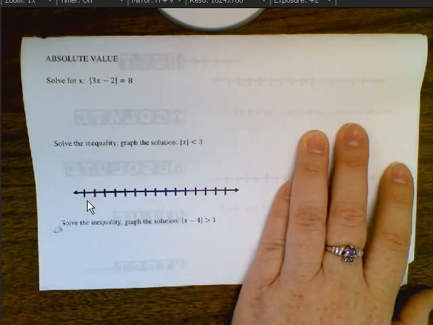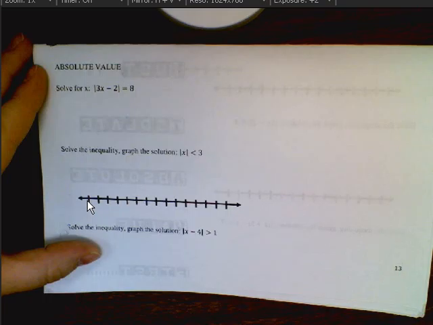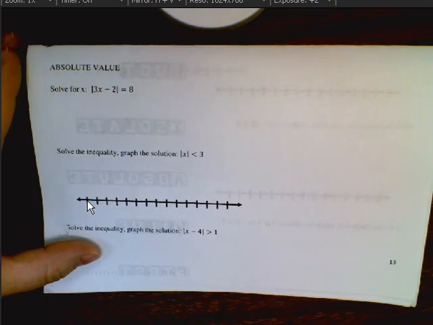Alright, so let's take a look at these absolute value problems. First of all, we're going to start off with equations and then move on to inequalities. So the first one we have is the absolute value of 3x minus 2 equals 8.